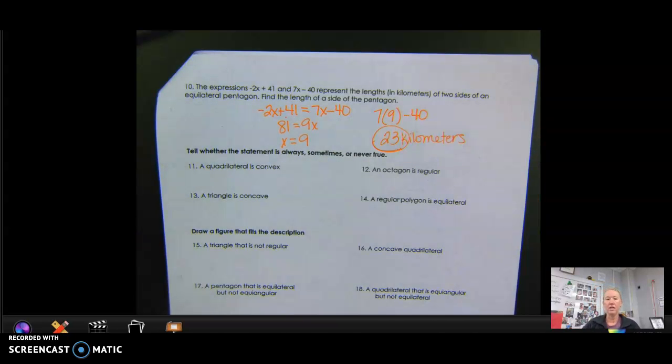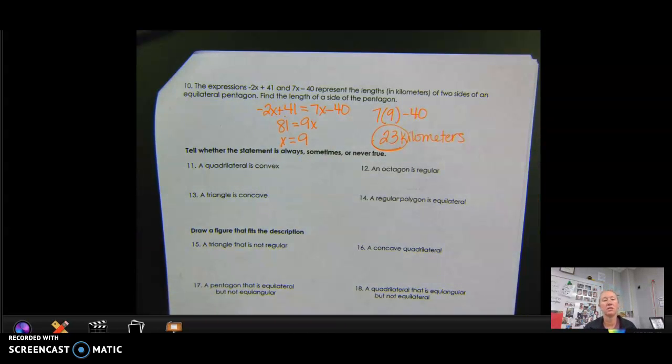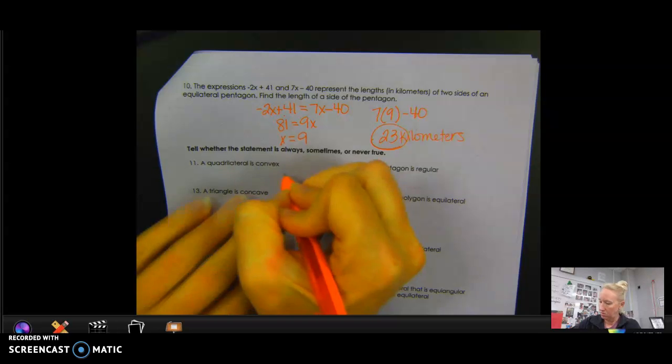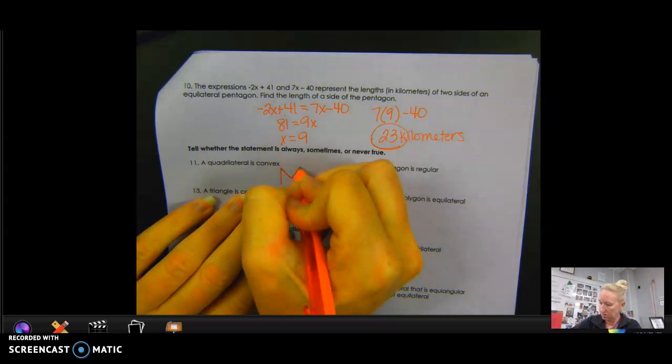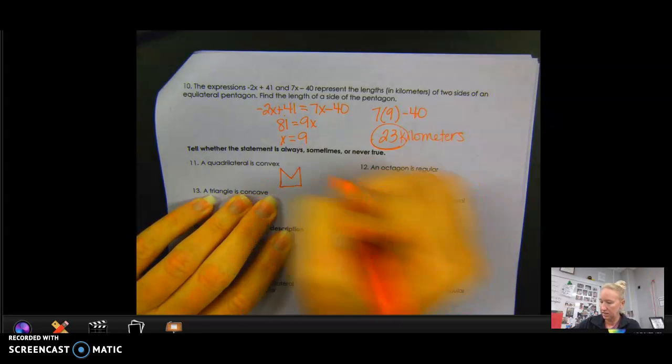Sorry about that. Okay. Tell whether the statements are always, sometimes, or never true. These can be tricky. I want you to pause me and try 11 through 14 on your own, and then unpause me when you're done. A quadrilateral is convex. So, can I draw that? 1, 2, 3. So there it is, concave.